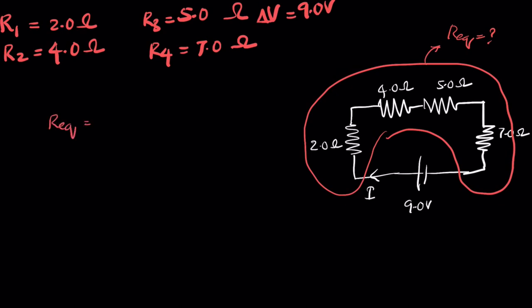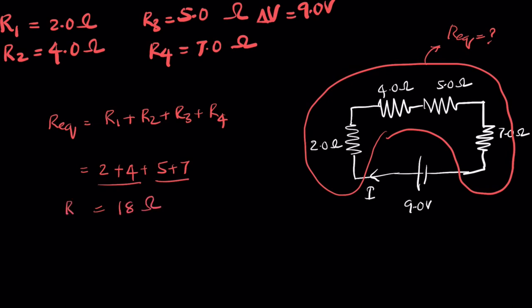So R equivalent becomes R1 plus R2 plus R3 plus R4. Notice that this is a series circuit. So you have 2 plus 4 plus 5 plus 7. So 5 plus 7 is 12, 12 plus 6 is 18. So you have a total equivalent resistance of 18 ohm.